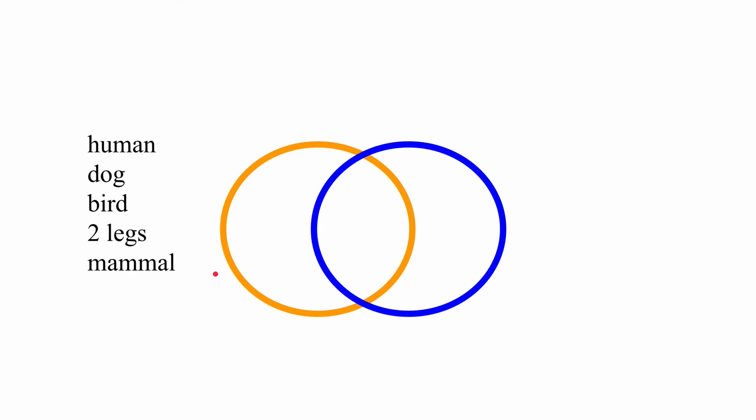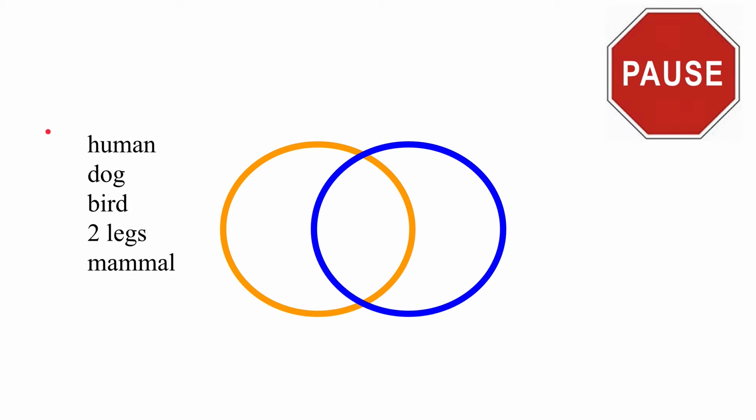What I'm going to ask you to do is to draw this Euler diagram in your notes and then try to label it using those 5 words. You can pause the video now. Now that you've unpaused the video, let's see if your answer is correct.